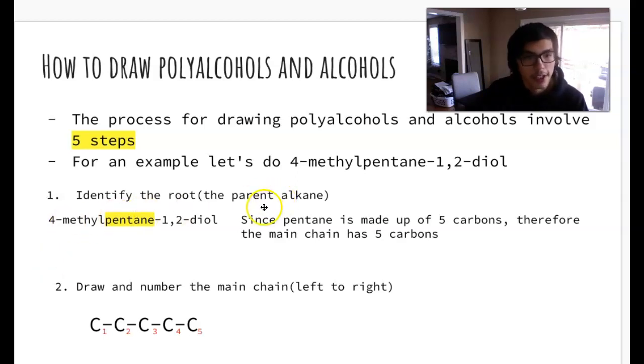look at the name that is given and identify the parent alkyne in it. So if we look here, 4-methylpentyne, we'll know that the parent alkyne is pentyne. And since pentyne is made up of 5 carbons, the main chain of the alcohol is going to have 5 carbons. Which leads us into our second step where we want to draw and number the main chain. So we'll have 5 carbons, and then you want to number the main chain from left to right. So 1, 2, 3, 4, 5.